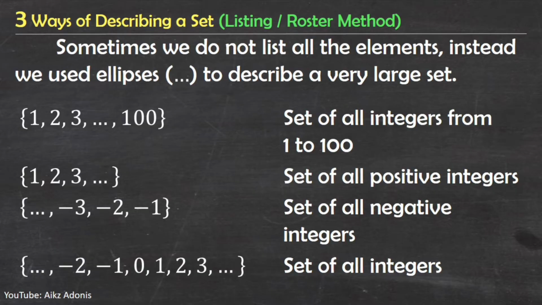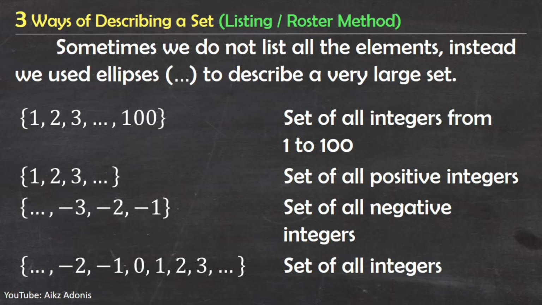In this first example, we do not list all the integers from 1 to 100. Instead, we just list the first 3 elements, 1, 2, 3, and use ellipses to represent the integers from 4 to 99, and then list the last integer in the set, which is 100 in this case.